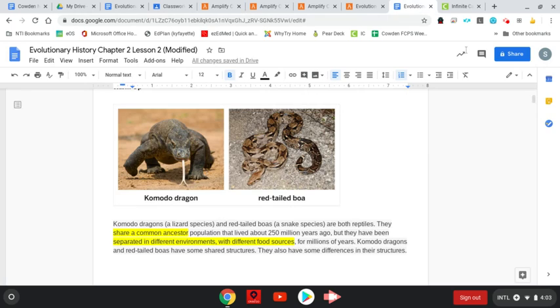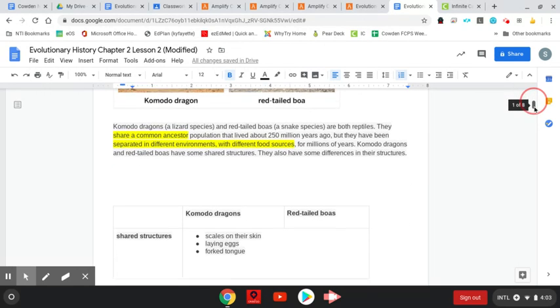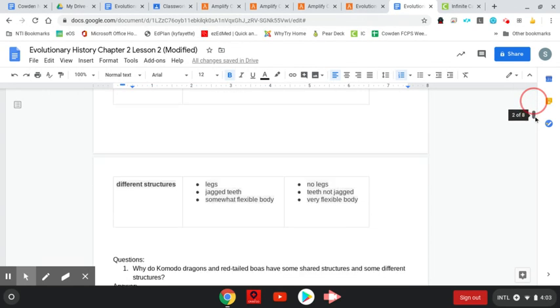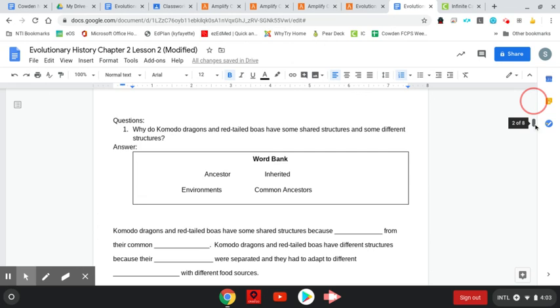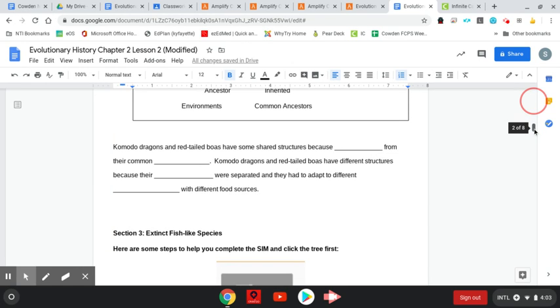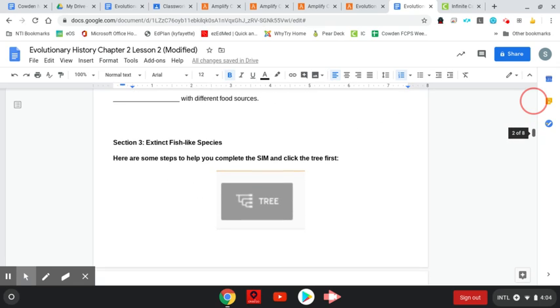So I have shared with you a Google Doc that you can type on that has that information on it, and it also has a fill in the blank to help you answer the question with a word bank. You must submit your answers into Amplify by copying and pasting them into the text box.